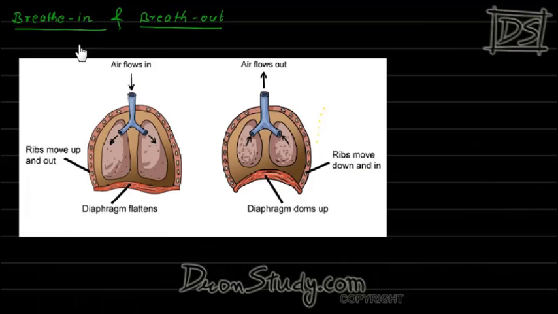So students, let's talk more about breathing in and breathing out. When you inhale, the chest part of your body gets expanded and contracted. During breathing in, it expands, and during breathing out, it contracts. Suppose I breathe in, and my chest region gets expanded. Now I breathe out, and my chest region gets contracted.